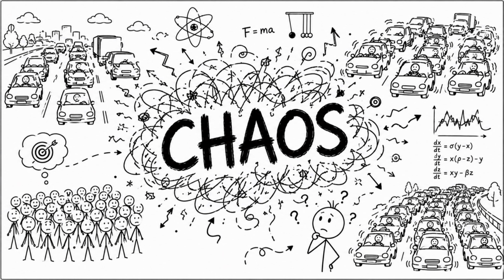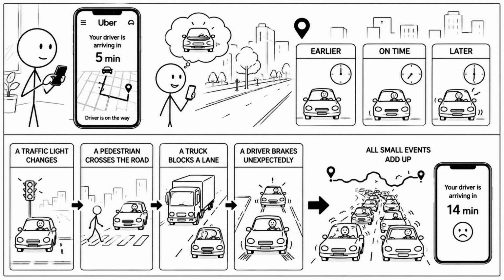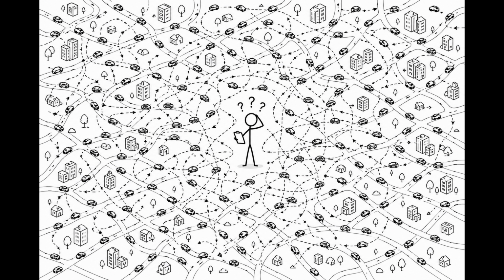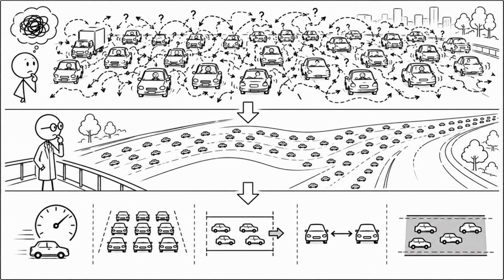Imagine ordering an Uber. The app tells you the driver will arrive in 5 minutes, sometimes earlier, sometimes later. A traffic light changes. A pedestrian crosses the road. A truck blocks a lane. A driver brakes unexpectedly. Small causes can produce surprisingly large effects. Trying to track every individual driver would be nearly impossible, so physicists focus on the collective behavior of traffic. Instead of tracking every vehicle, we describe traffic using a few important variables.